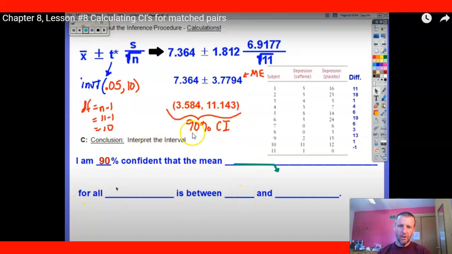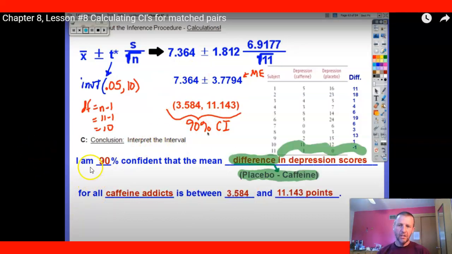The final part, that's the do. Here's the conclude. Now notice this, in his conclusion, I'm 90% confident that the mean difference in depression scores for all caffeine addicts is between 3 and 11. Here's the thing. He points out that that difference was found by taking placebo minus caffeine. If I take placebo minus caffeine, and that's a positive number, somewhere between 3.5 and 11, that tells me people were more depressed when they had the placebo than when they had caffeine.